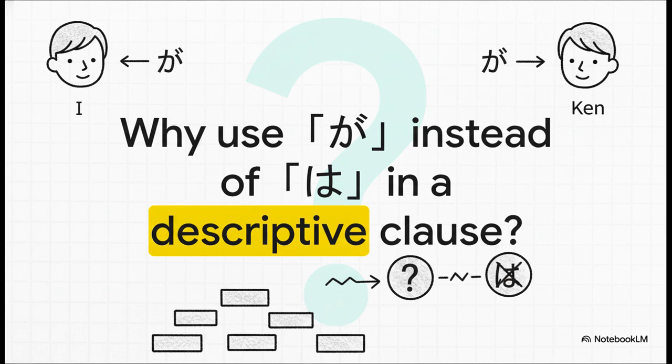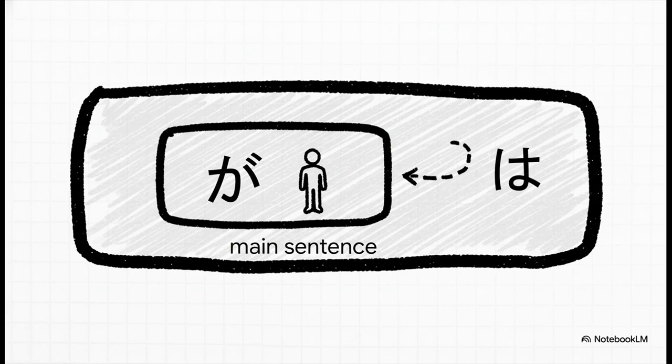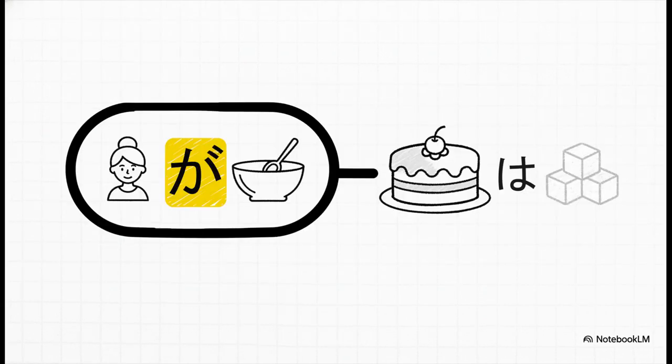Why the switch? And here's the rule, plain and simple. Inside one of these descriptive modifying clauses, the subject is always marked with ga. Always. The particle wa is reserved for the big job, marking the main topic of the entire sentence. You can think of ga as the marker for the subject of the mini-sentence that's doing the describing. Let's go back to our cake example, but this time pay super close attention to the particles.